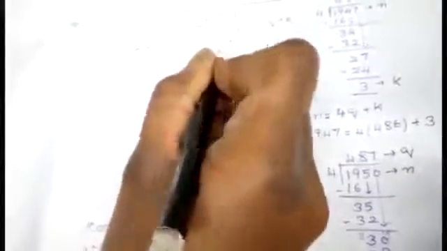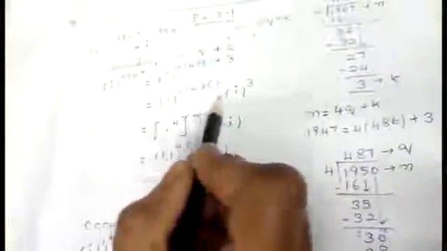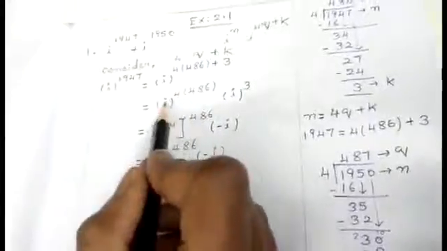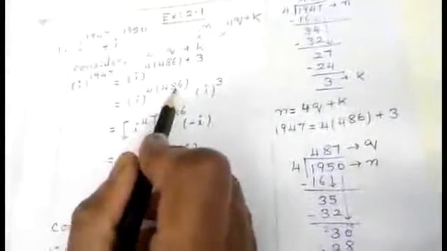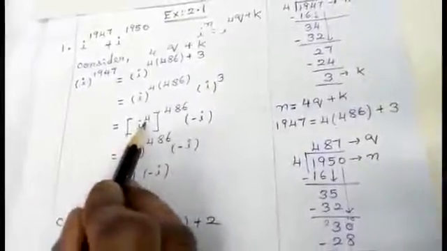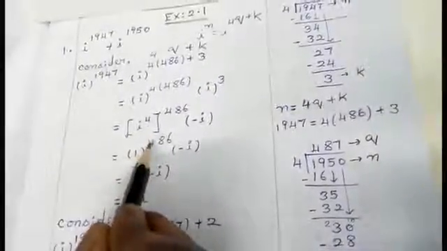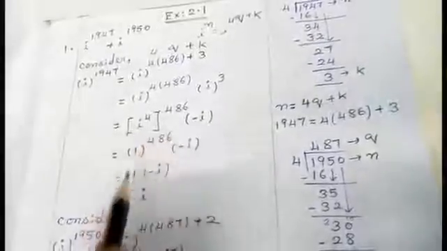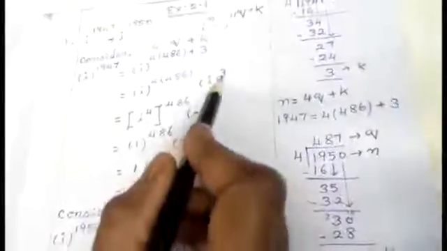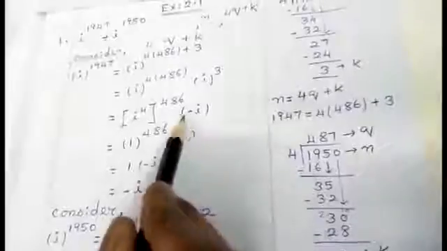The power is in the form of addition. If you split, you can write it in the form of multiplication. I am just splitting it: i to the power 4 into that particular value, and i cube. i to the power 4 is 1. 1 to the power 486 is again going to be 1. i to the power 3, we just saw the value, minus i. Calculate, and you will get the answer as minus i.